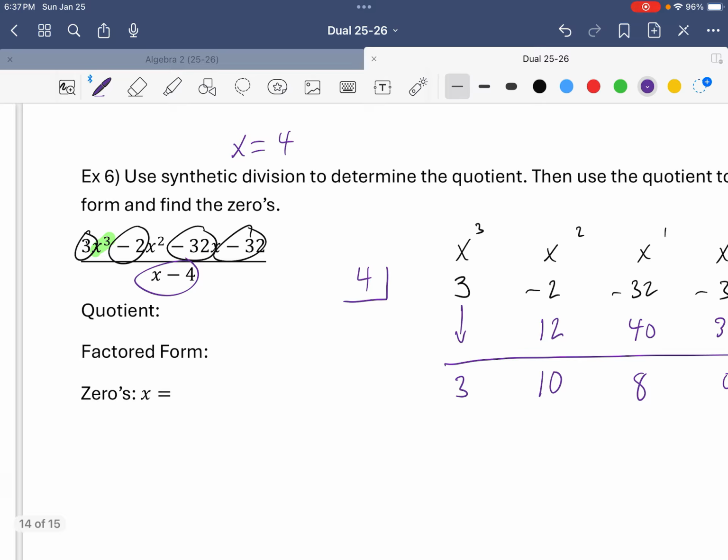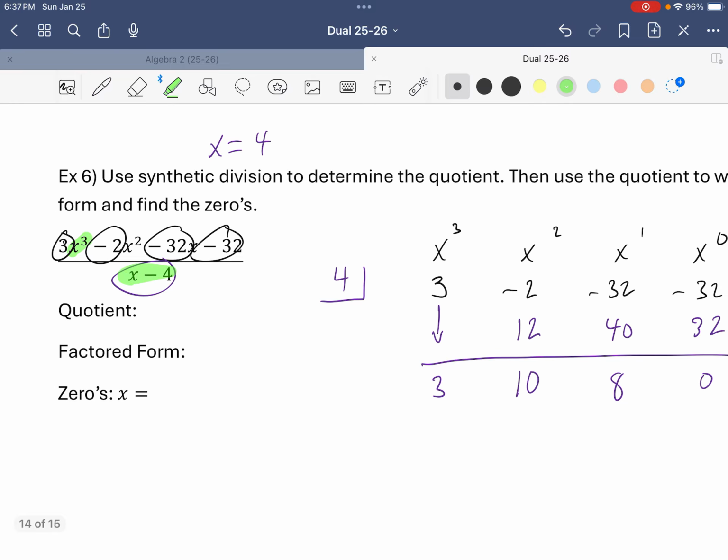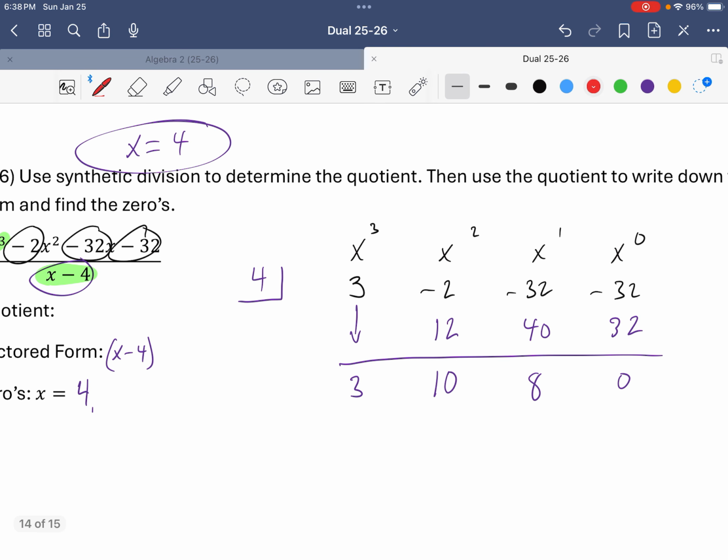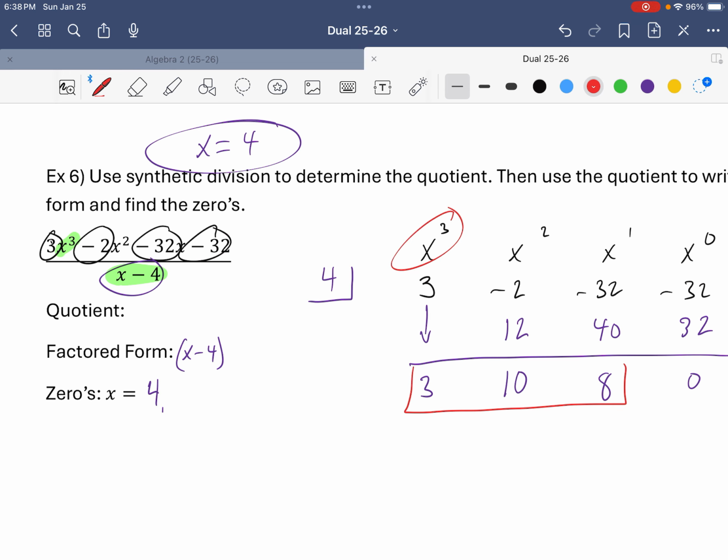So what does that mean? Right away, that means that I know that x minus 4 is a factor. That's one of the factors. Awesome. And that also means that I know that 4 is a zero, because I just changed the sign, right? So I gotta keep on going. The quotient will be the leftover numbers here. 3, 10, and 8. That was x cubed, so this is going to go down to an x squared, that will be an x to the 1, and that will be an x to the 0. So 3x squared plus 10x plus 8.